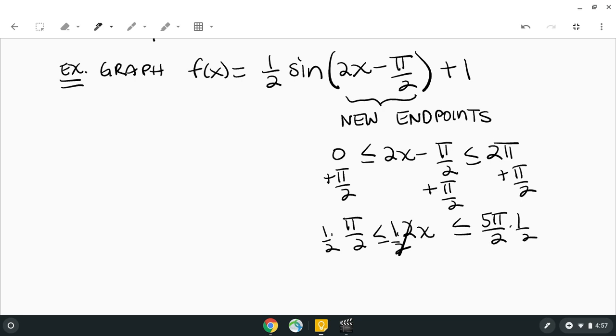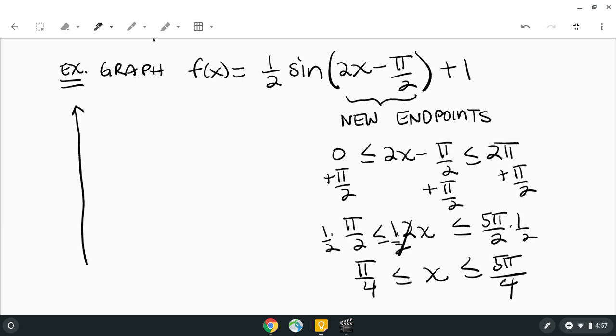So we still need to divide by 2, or multiply everything by 1/2, to cancel that, which is the same thing as saying divide by 2. So that's pi over 4 and 5 pi over 4. What this means is you're going to have those 5 points not between 0 and 2 pi, but from pi over 4 to 5 pi over 4.